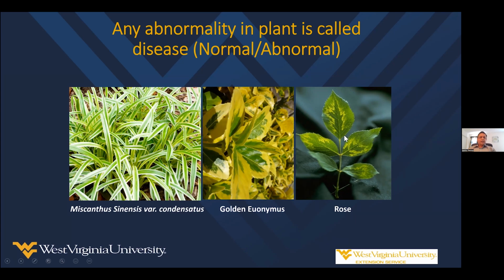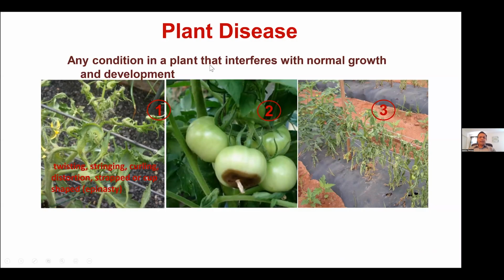So once again, a disease is any condition in a plant that interferes with normal growth and development. So if you are growing plants, you started growing seedlings and then took them to the field or your garden, and the plants are growing normally, as they should, then they are probably healthy plants. But anything you see that is unusual or abnormal, that will be the disease.